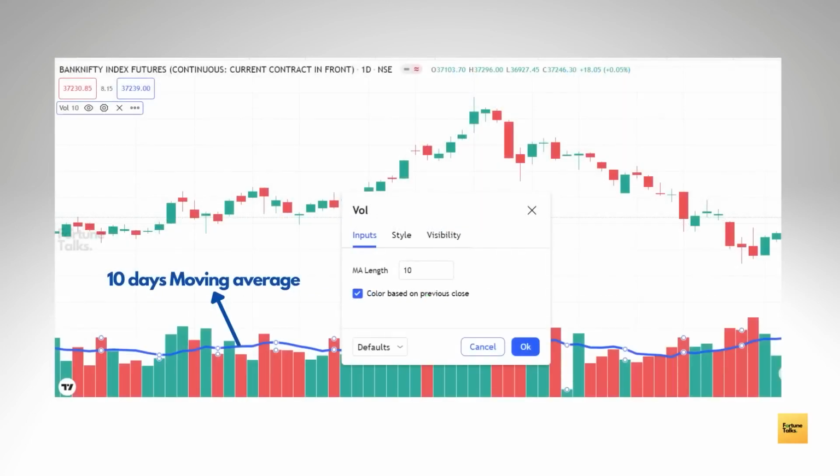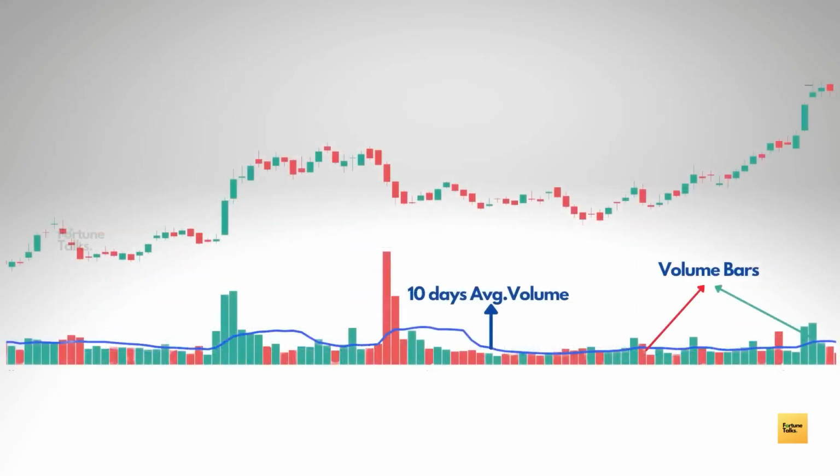In order to get the last 10 days average, all you need to draw is a moving average line on the volume bars and the job is done. This feature is available on most charting platforms for free, so you don't have to calculate it by yourself every time. As you can see in this chart, the volume bars are represented as red and green bars and are placed at the bottom of the price chart. The blue line that is overlaid on the volume bars indicates the 10-day average volume.